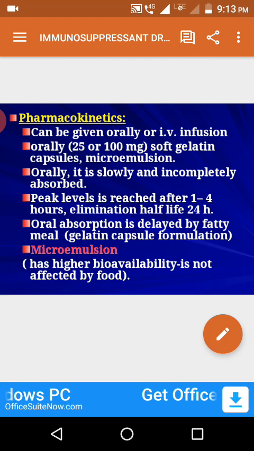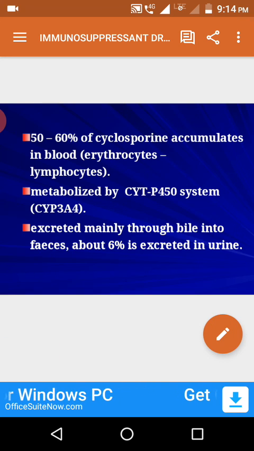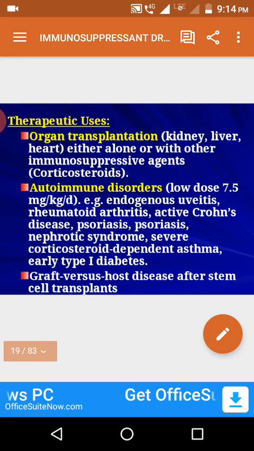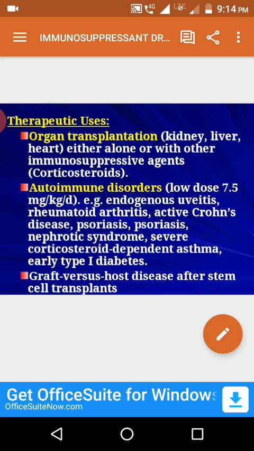Now the pharmacokinetics. Please refer once again. Oral absorption is delayed by a fatty meal. It is metabolized in the liver, and the metabolites are excreted through bile. Uses, I already told you, are simple. There are only two uses. One is to prevent organ transplant rejection, like kidney and liver. Next, it is also used for the treatment of autoimmune disorders like rheumatoid arthritis, Crohn's disease, psoriasis, and hemolytic anemia. So these are all the uses.